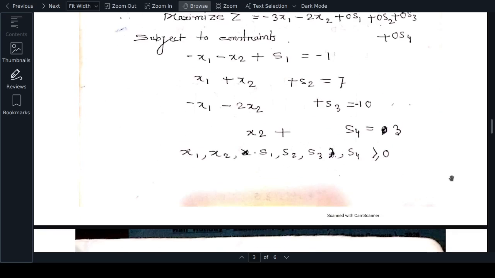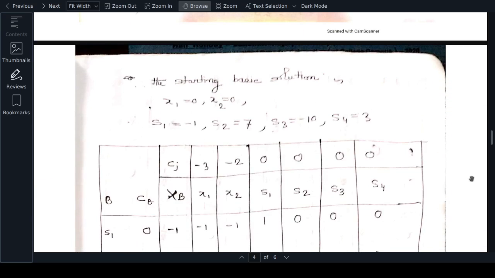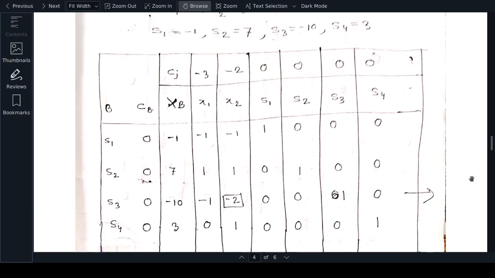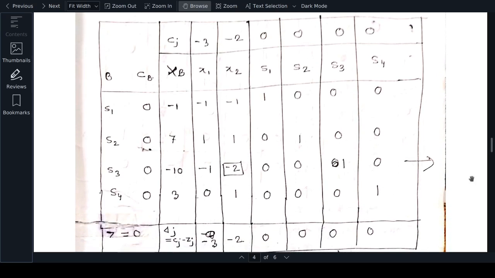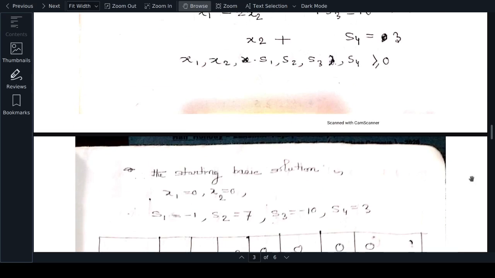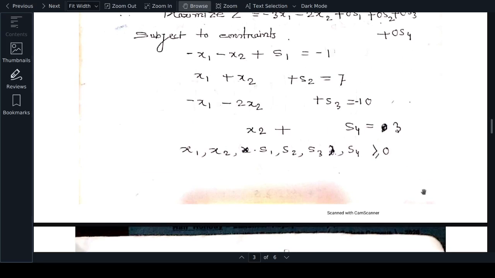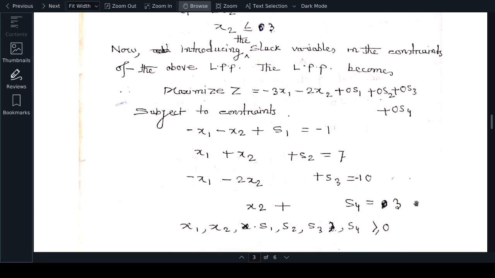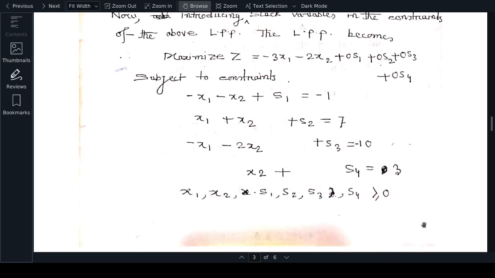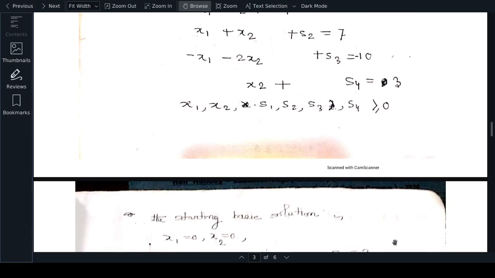So here you see, how many equations? 1, 2, 3, 4 equations. How many variables? 6 variables. With 6 variables and 4 equations, generally we cannot solve. So how many variables do we consider equal to 0? Two variables. Yes, two variables we consider 0.